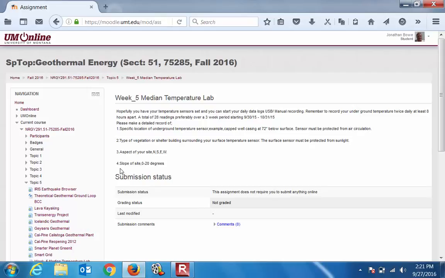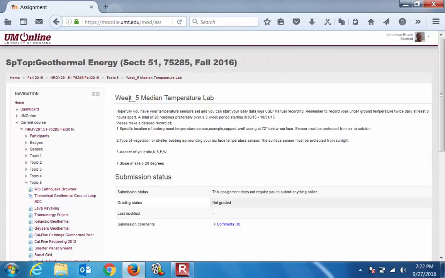Number 4, slope of site, 0 to 20 degrees. 20 degrees, not percent slope, but 20 degrees in pitch. It's pretty steep. I would say if you can find something below 10 degrees in pitch, you're good. A way to measure that is to take a protractor and tie a piece of string to a pencil, stick the pencil in the protractor hole at 0, eyeball down the protractor, and let the string hang straight down, and that'll give you your degree slope.